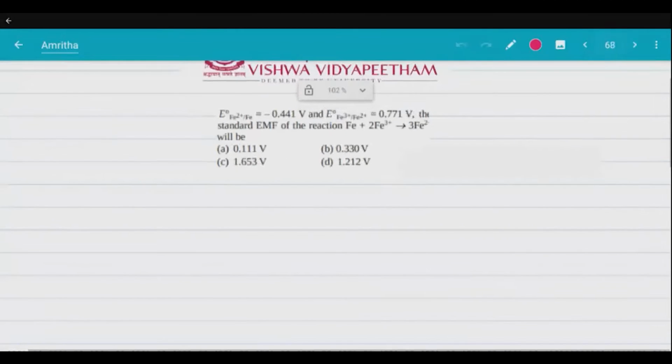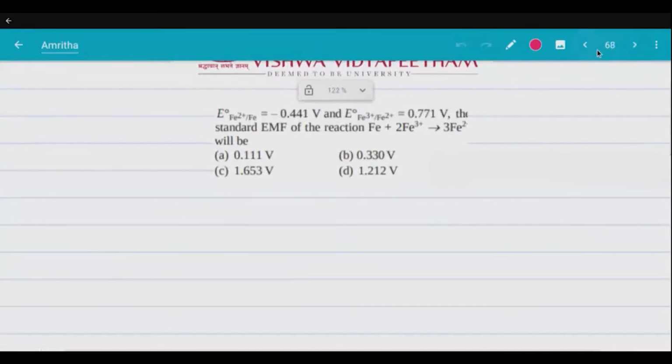See this one, a very interesting question. E naught values are given: Fe plus 2 to iron is minus 0.441, and plus 3 to plus 2 is given. What is the standard EMF for this reaction? How do we find this? What is happening in this reaction? Fe plus 2 and Fe plus 3 give 3 Fe plus 2. We need the standard EMF for this reaction.